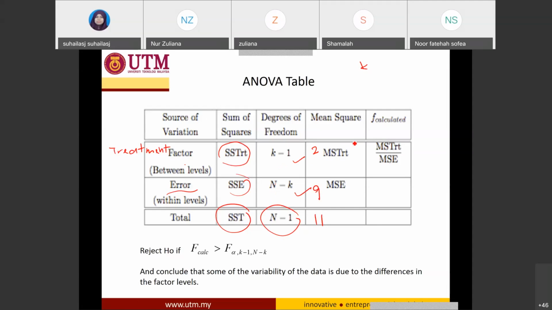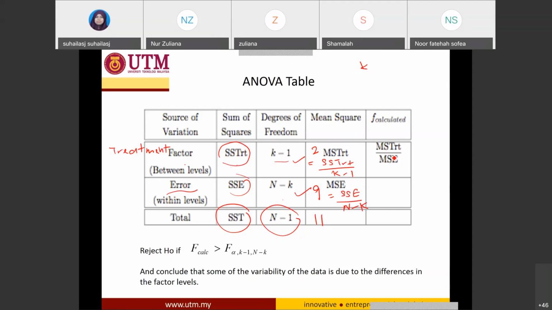So next column, mean square. Okay, ini sum square. So mean square treatment maksudnya sum square treatment divide by k minus 1. So ini SSTRT. Okay, SSTRT divide by k minus 1. So kalau nak compute mean square error, sum square error divide by degree of freedom dia, n minus k. Itu cara kita dapat mean square. Okay, mean square. So now you have two value of your variance.